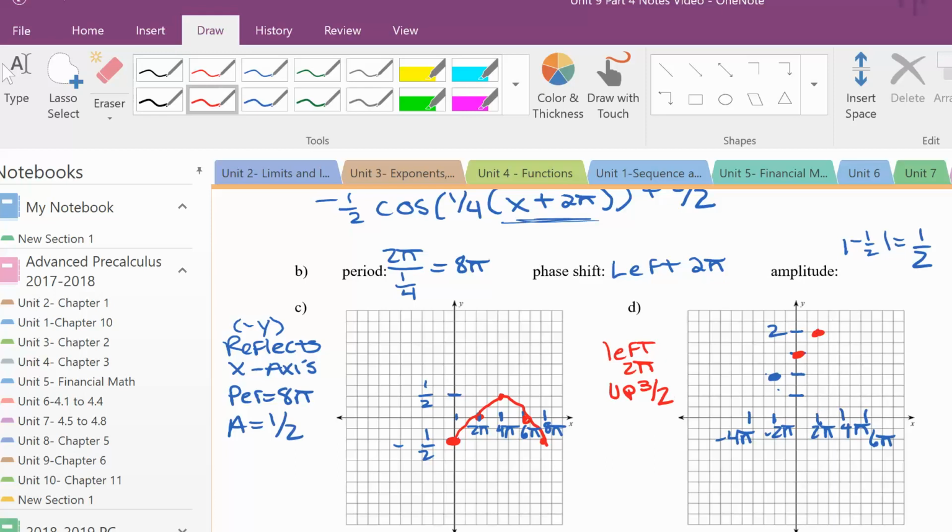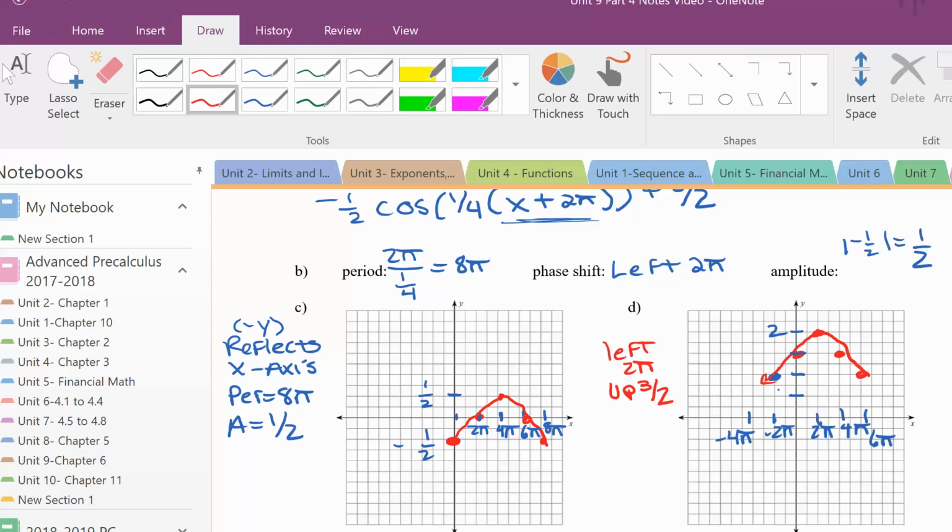And then this one's going to go over to 4 pi and up to 1 1/2. And then the last one's going to go to 6 pi and then up to 1. And there you go. There's your end product for the cosine curve.